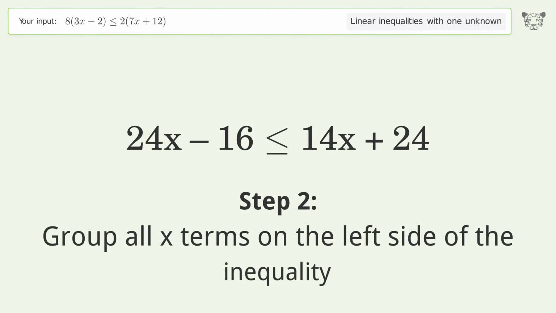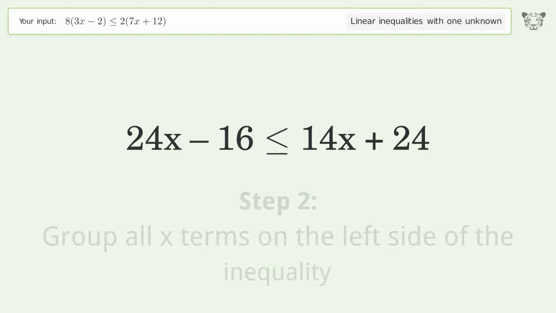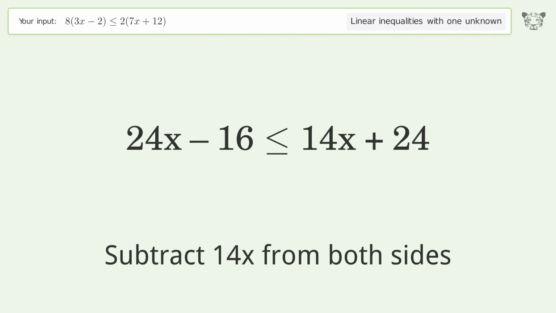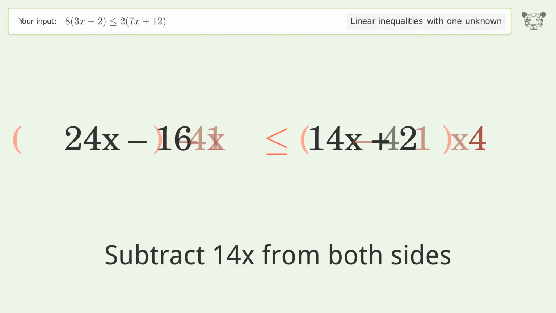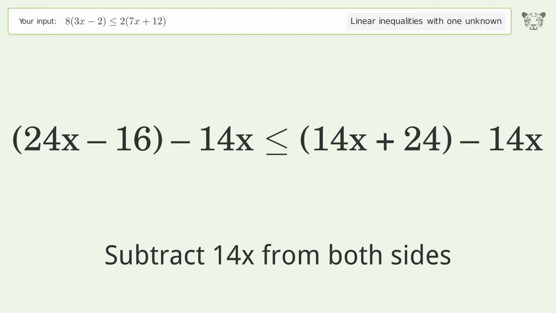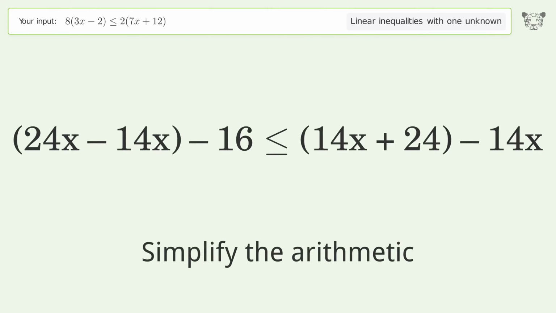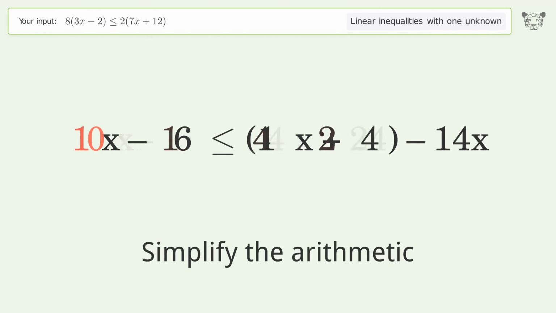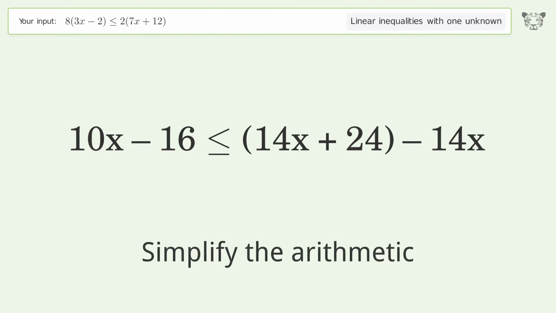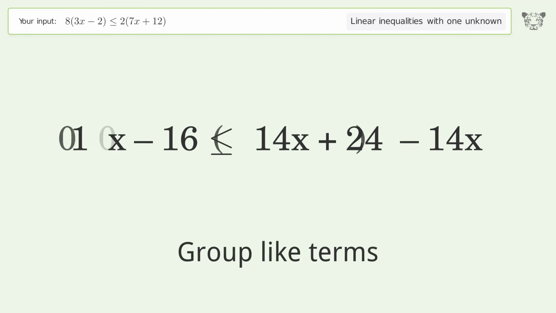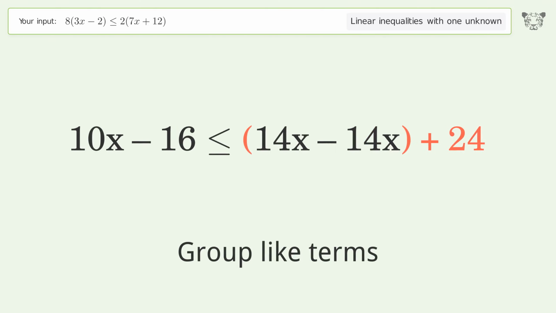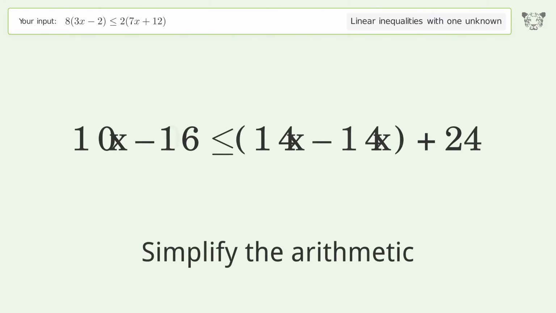Group all x terms on the left side of the inequality. Subtract 14x from both sides. Group like terms. Simplify the arithmetic. Group like terms. Simplify the arithmetic.